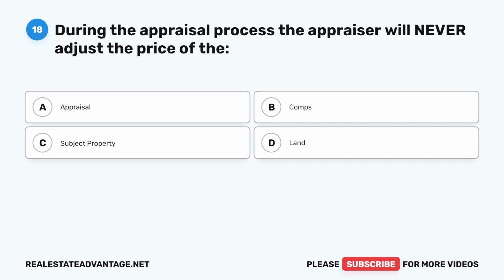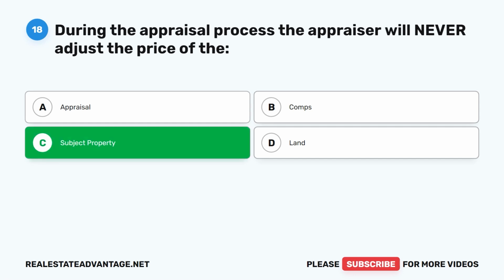Question 18. During the appraisal process, the appraiser will never adjust the price of the: A. Appraisal. B. Comps. C. Subject property. D. Land. The correct answer is C.